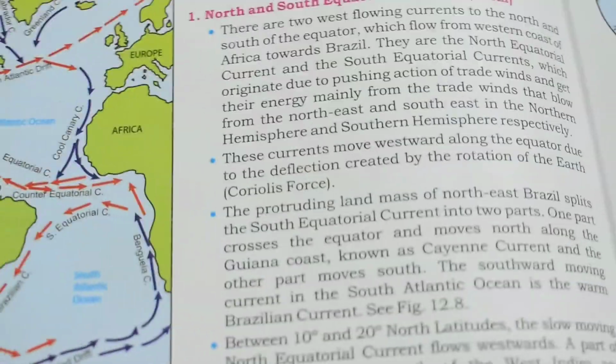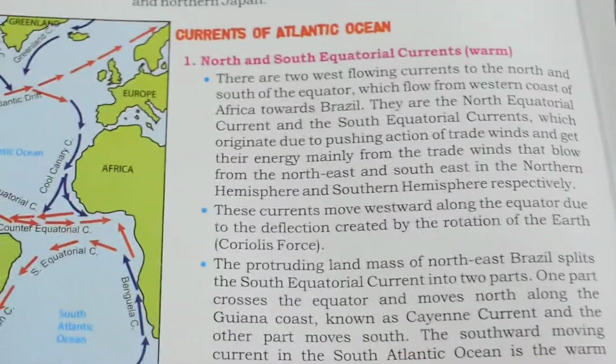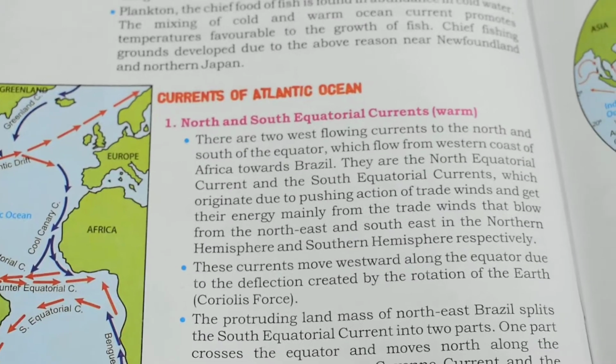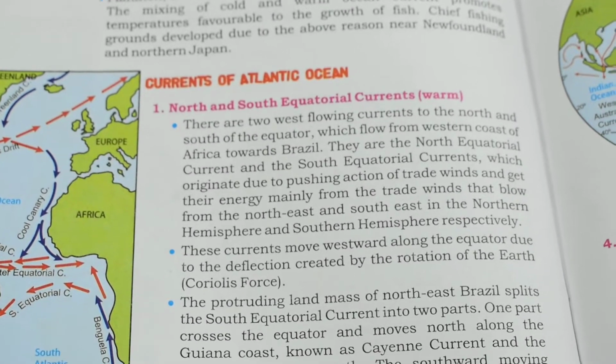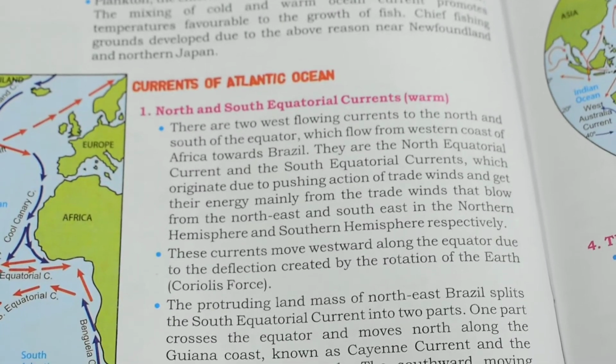Let's look at the different points which are given. These are two west flowing currents to the north and south of the equator, which flow from the western coast of Africa towards Brazil.